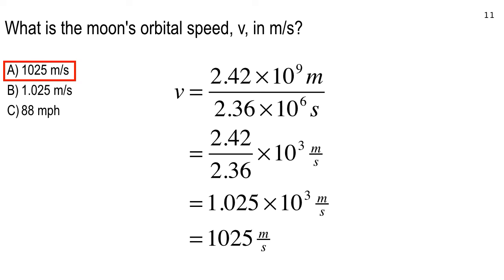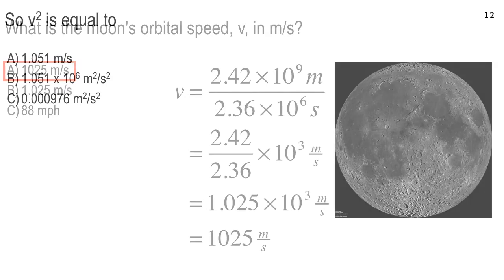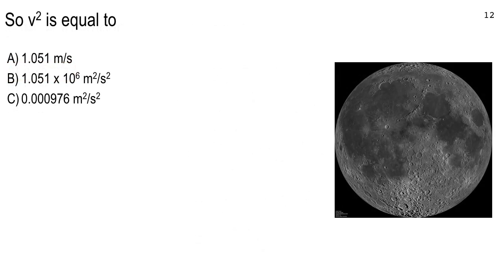Now we have to calculate V squared. So now make sure you write down the answer. Okay. 1025 meters per second for V. Now let's do V squared. This one should be easy.